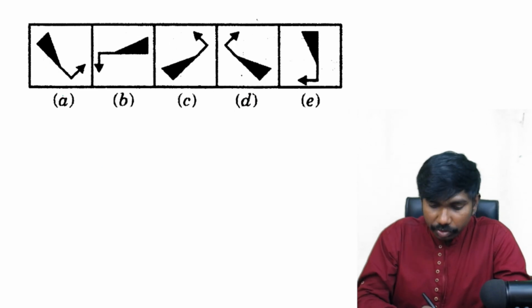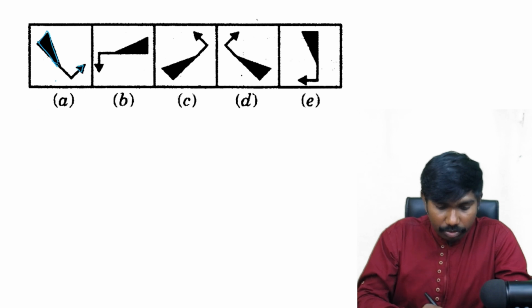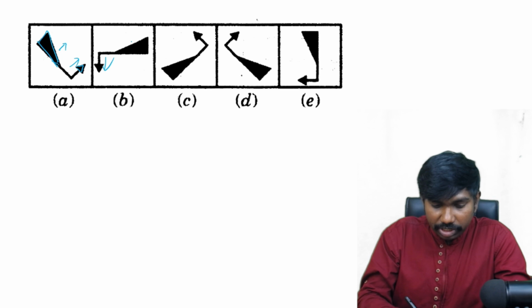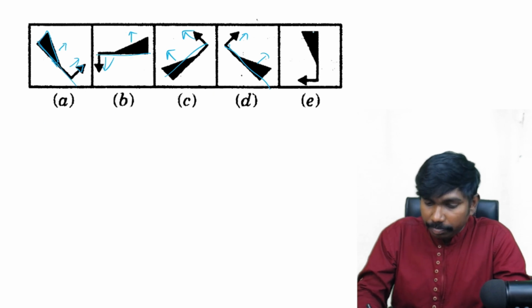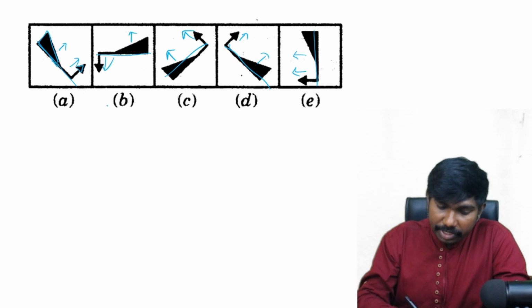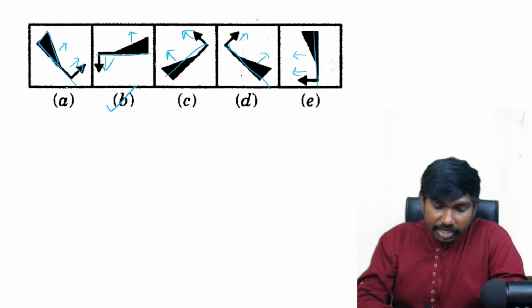Next question. Okay, here there is a shaded triangle and there is an arrow. Both are in the same direction. Here both are in different directions, same direction, same side of this line, same side, different side, same side of this line, and here also the same side of this line. So the answer is option B. All except option B have that shaded triangle and arrow mark on the same side of the line.